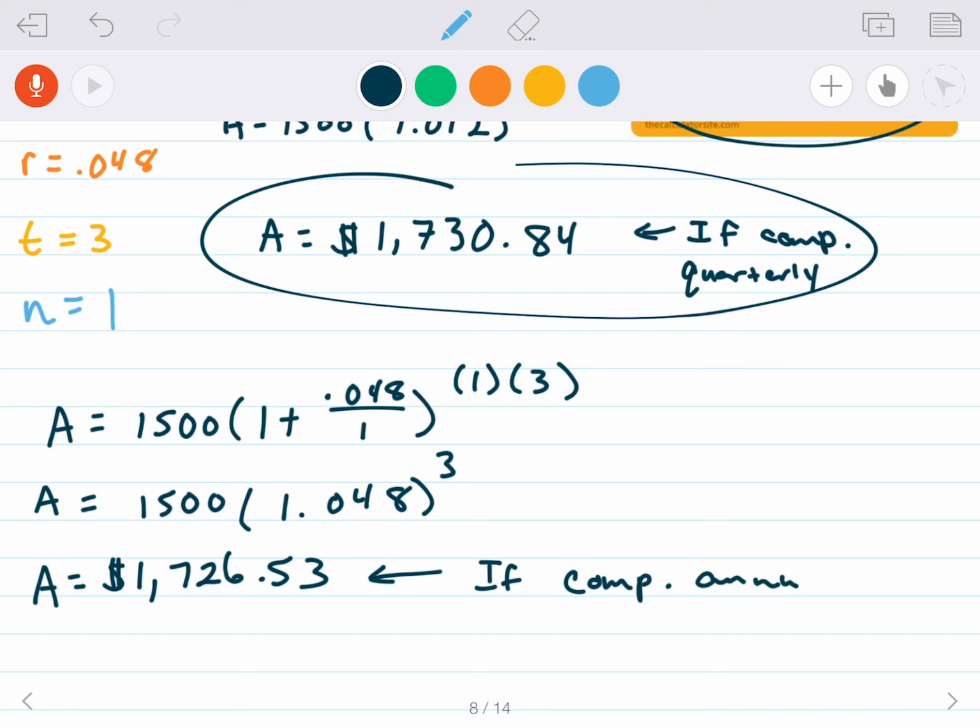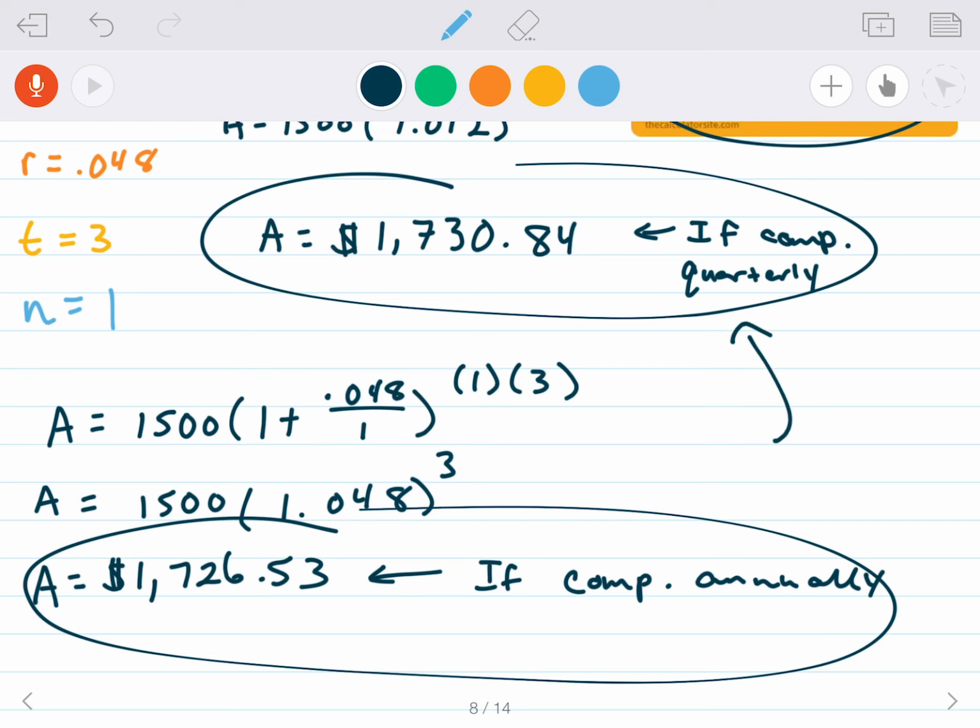And as we expect, it is a smaller value than if we compound quarterly. Because remember, if we're dealing with the same values, the more you compound, the more your money will be worth at the end of the day. So this makes sense. If we're only compounding once a year, we're going to have less than if we were to compound 4 times a year.